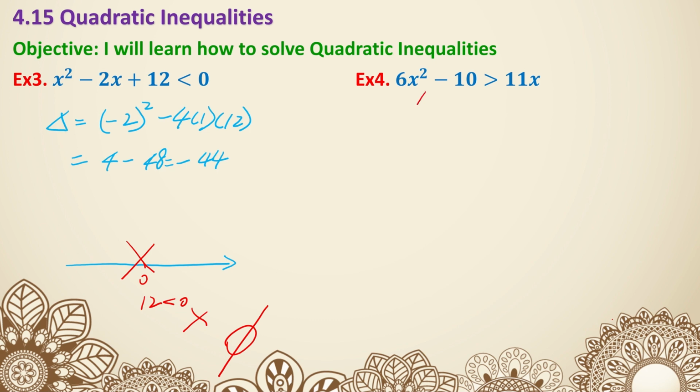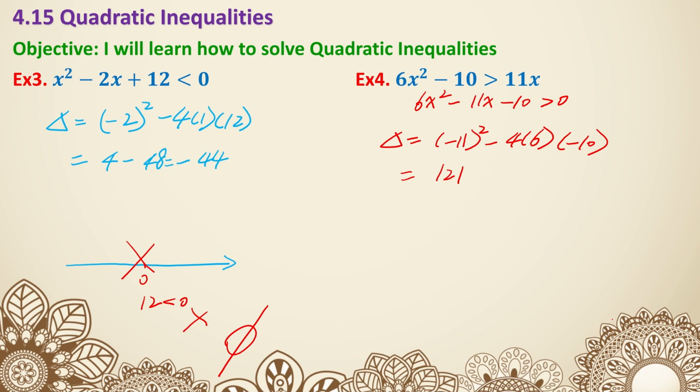First, you've got to subtract everything over. 6x squared minus 11x minus 10 greater than 0. Check the discriminant. -11 squared minus 4 times 6 times -10. That's 121. And that is 4 times 6, 24 times -10, so it's a plus 240. The whole thing is 361. Oh, that actually means this question is factorable.